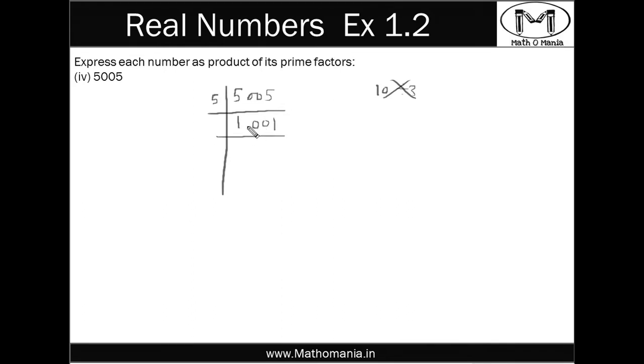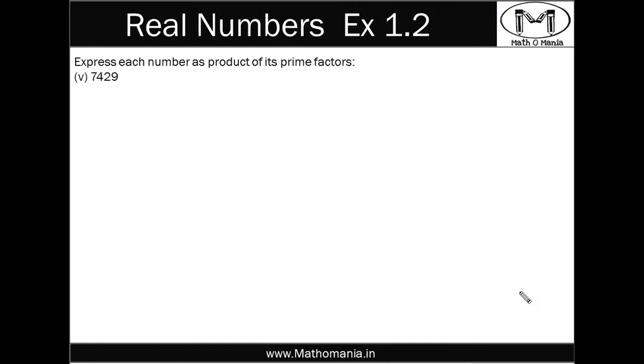Now this 1001 is not divisible by 5 either. We'll check with the next prime number, 7. So when divided by 7, it goes 143 times. Now this 143 is not divisible by 7 as well. We'll check with the next prime number, 11. So here comes 13. And then by 13, we get 1. So this 5005 can be written as 5 into 7 into 11 into 13. And these are the prime factors of this number.